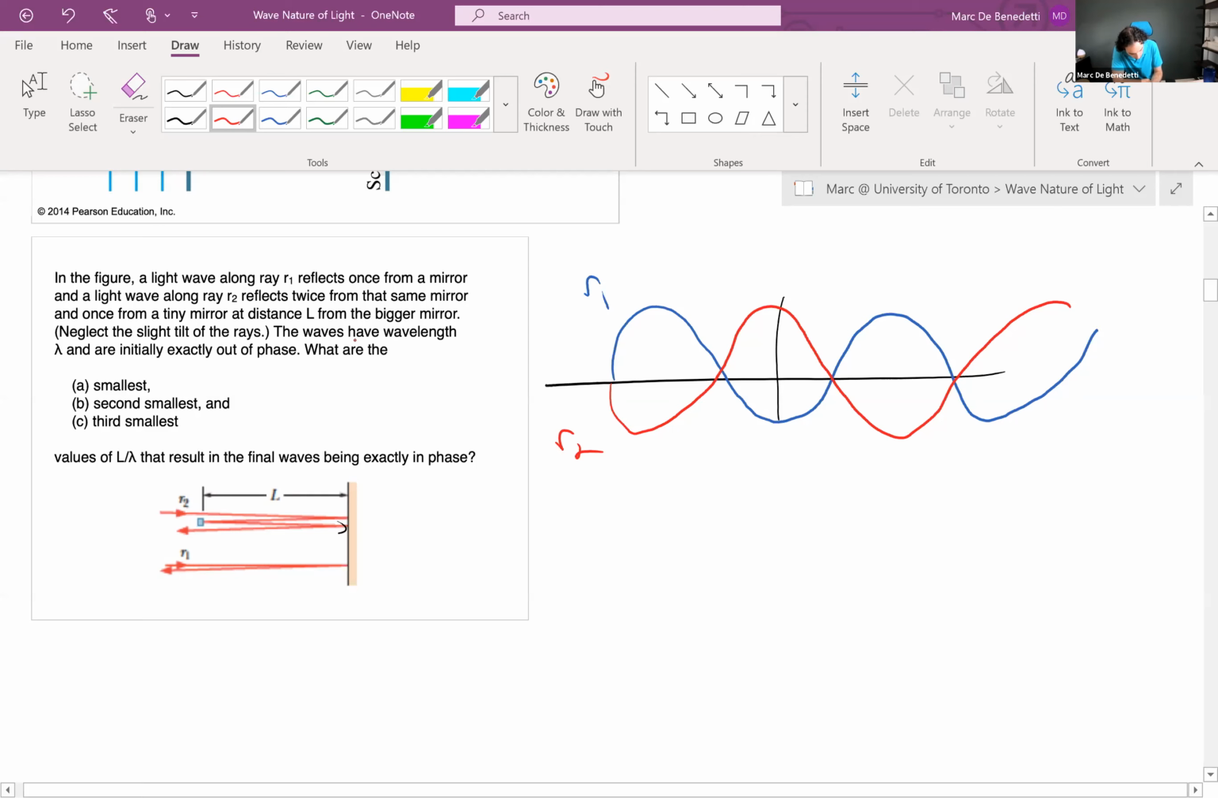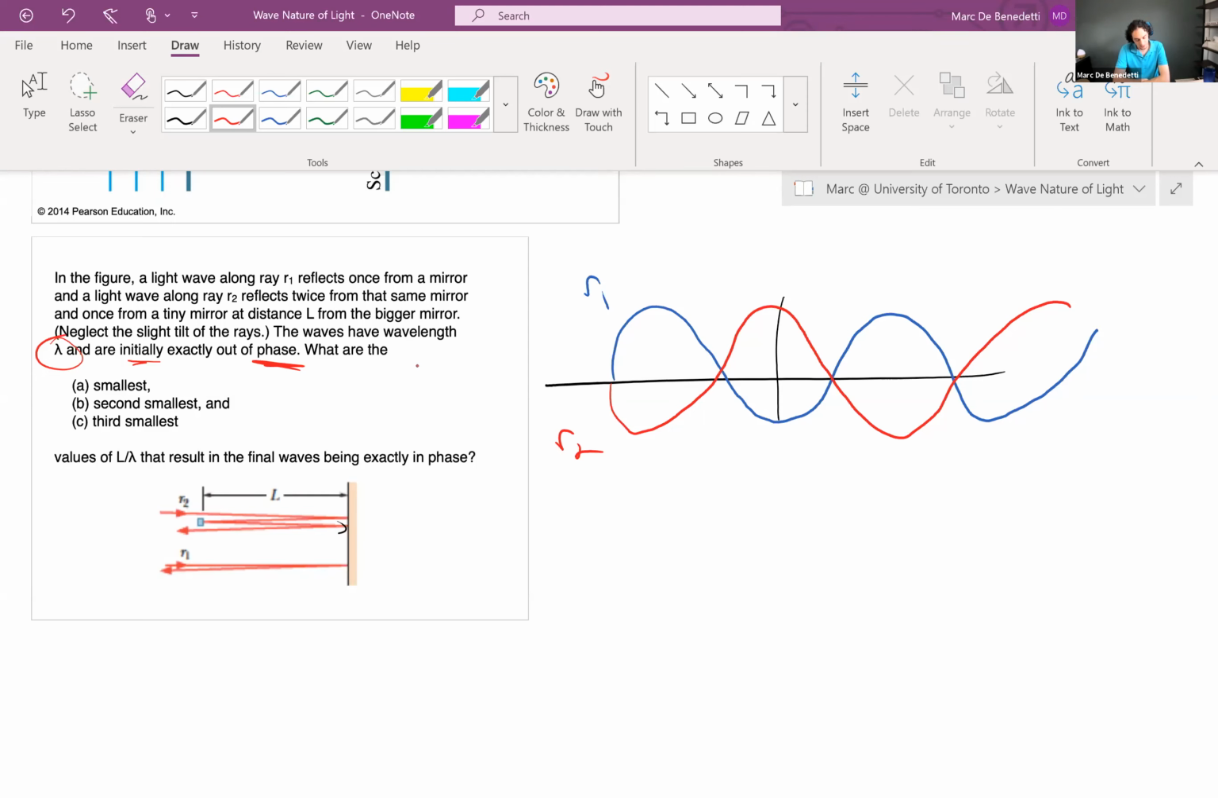So we're saying the waves both have wavelength lambda. However, they are initially out of phase with one another. What are the smallest, second smallest, and third smallest values of L divided by lambda that would result in the final waves being in phase?